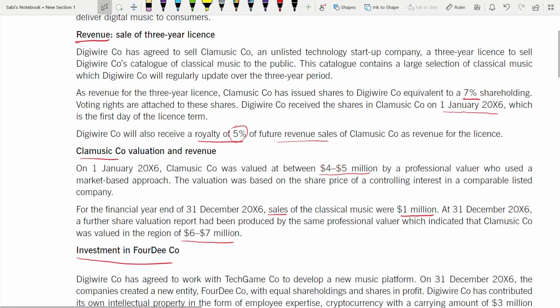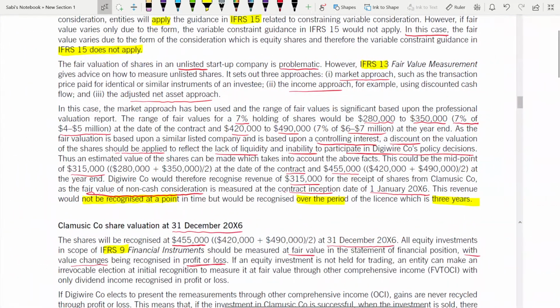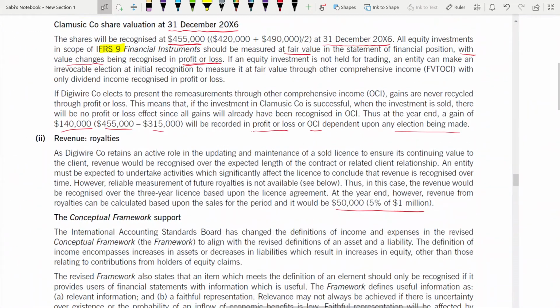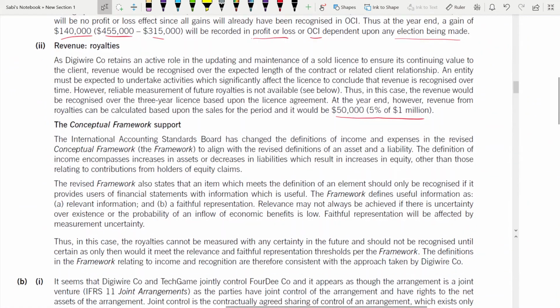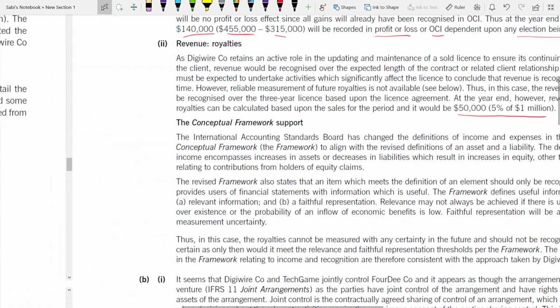here, sale 1 million classical music. So for that, this is the royalty 50,000. Now that's not enough. You have to talk about the conceptual framework support, make it a separate subheading and write it under that.